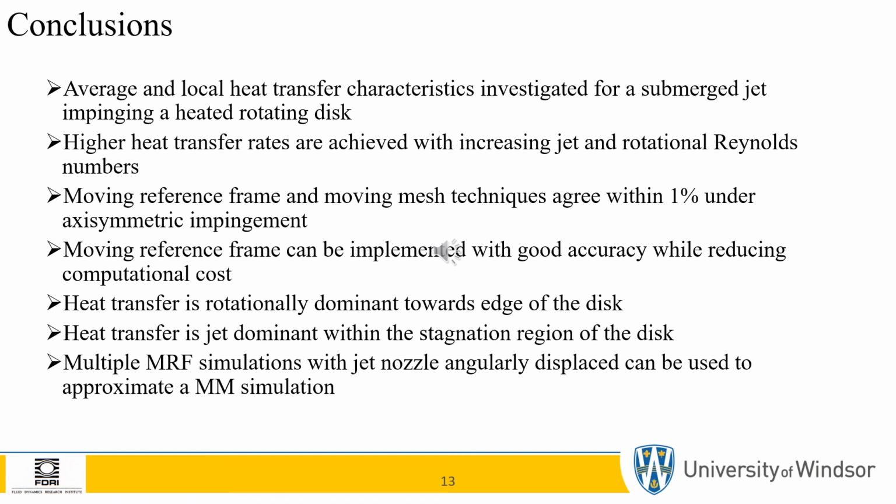The moving reference frame can be implemented with good accuracy while reducing computational cost, as opposed to using a moving mesh approach, which is far more computationally expensive. The heat transfer is also found to be rotationally dominant towards the edge of the disk. However, the heat transfer tends to be more jet dominated within the stagnation region.